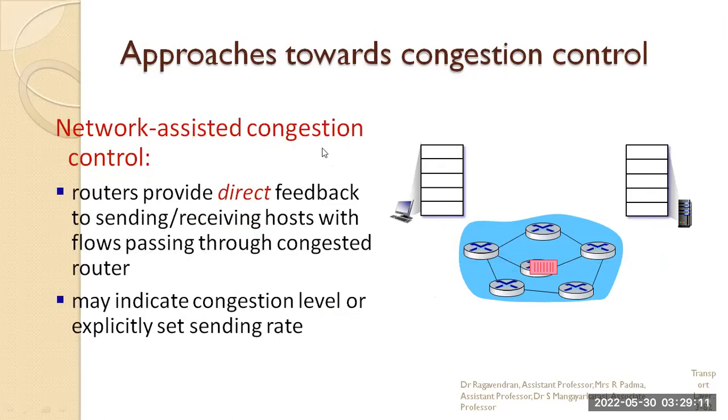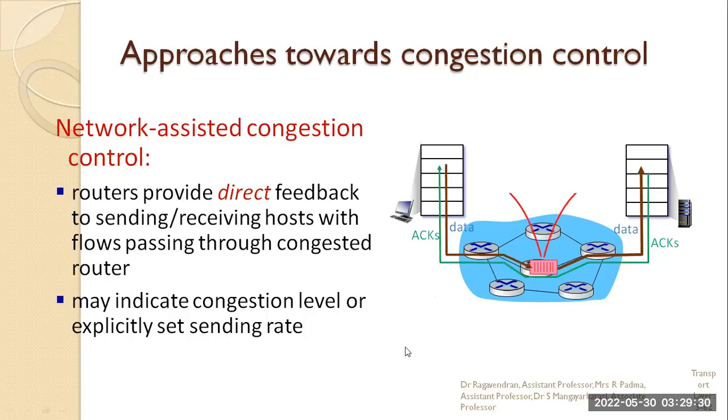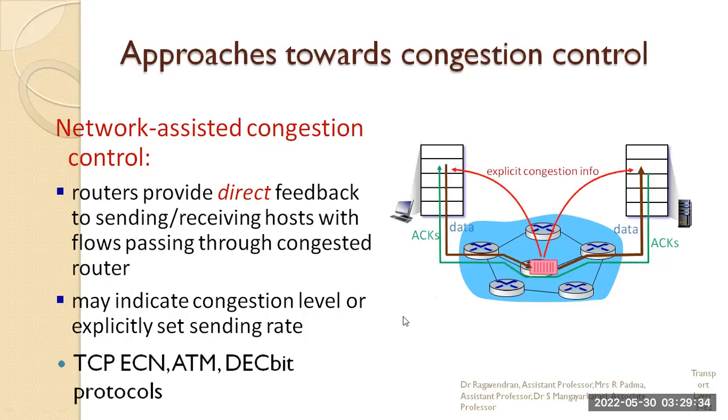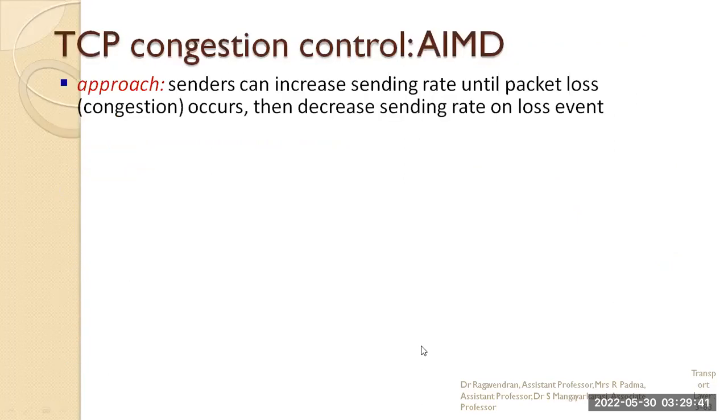Then there is network-assisted congestion control. The routers provide direct feedback to the sending and receiving hosts with flows passing through the congested router, and may indicate a congestion level or explicitly set the sending rate. So this is the information being passed. Explicit congestion information is sent through TCP ECN, ATM, DECbit, etc.